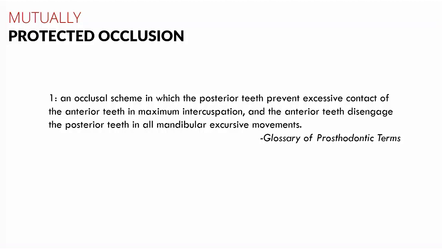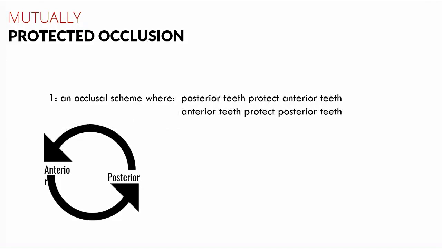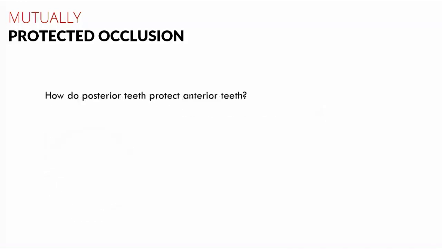Okay, so it's a lot of words. Let's simplify this a little bit, because this is just like a word vomit, right? So the way I would simplify this is I would describe mutually protected occlusion as an occlusal scheme where really the back teeth or posterior teeth protect the front teeth, and then the anterior teeth protect the posterior teeth, right? Mutually protected. Two different things protect each other, okay? So let's ask this question. Well, how do the posterior teeth protect the anterior teeth?